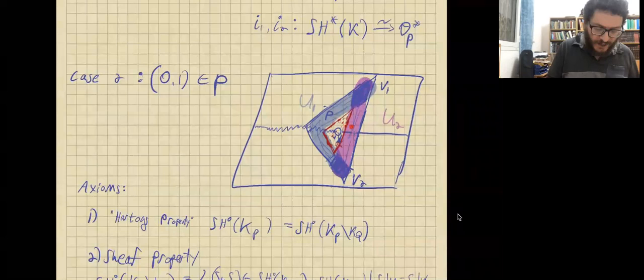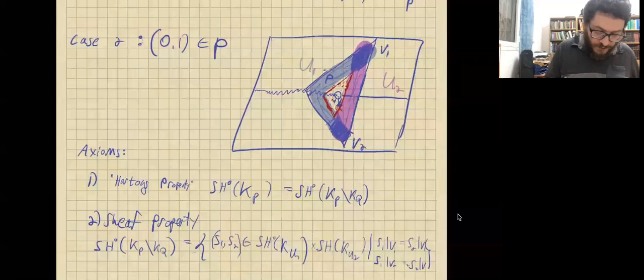the zero symplectic cohomology of the entire piece is the same as the zero symplectic cohomology of the piece after you delete it a little bit. So that's one property. Another is the sheaf property, which says that if you want to know the symplectic cohomology of this entire thing, you can break it down into a union of U1 and U2. The sheaf property says that the symplectic cohomology of the union is the same as sections for each one of these polygons, which agree on overlaps.